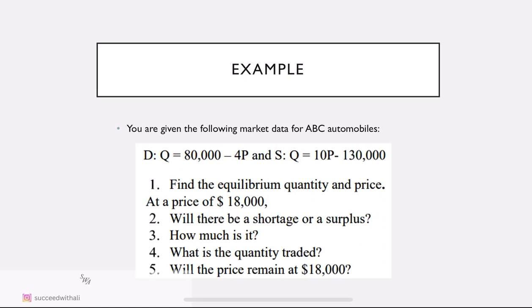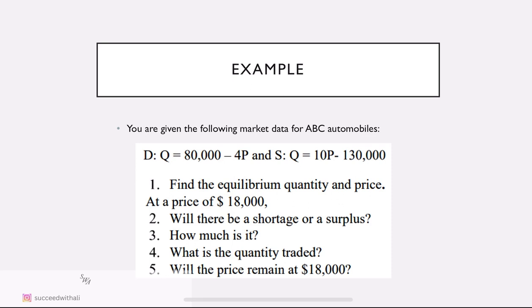All right, so let's get into the calculations. You are given the following market data for ABC automobiles. The quantity demanded is QD = 80,000 - 4P, and the quantity supplied is QS = 10P - 130,000. Find the equilibrium quantity and price. Then, at a price of 18,000, will there be a shortage or a surplus? How much is it? What's the quantity traded? And will the price remain at 18,000?